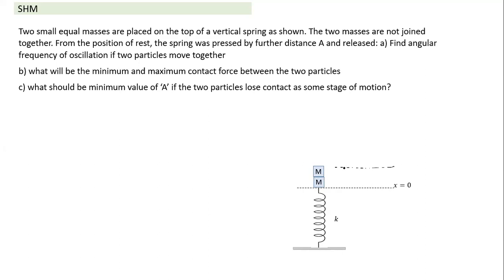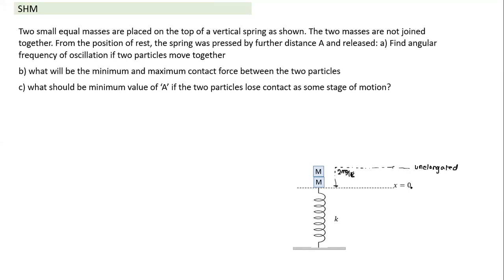So from the mean position, if this is the unelongated length of the spring, it is already compressed by a distance equal to 2mg/k, which is not so relevant. Okay, it is compressed like this. Now, what is the position of rest?